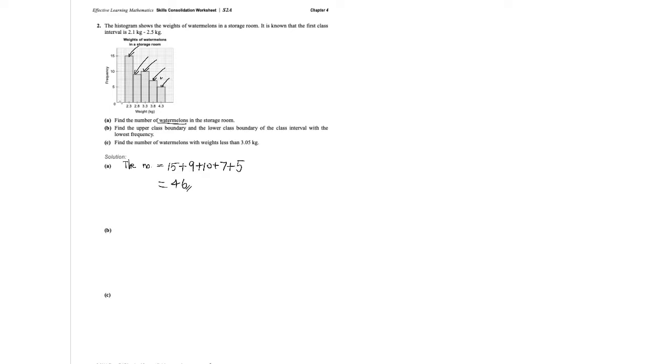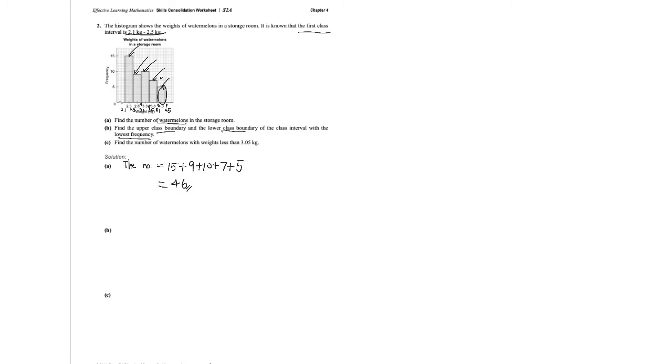Okay, and you're going to find the upper class boundary and the lower class boundary with the lowest frequency, which means this one. You know the first class interval is 2.1 to 2.5. The next one here, actually this one will be 3.1 to 3.5. This one will be 4.1 to 4.5. So how to find the class boundary? Now you know it. It is like 4.1 and 4.5.